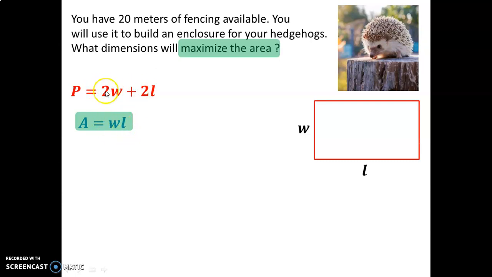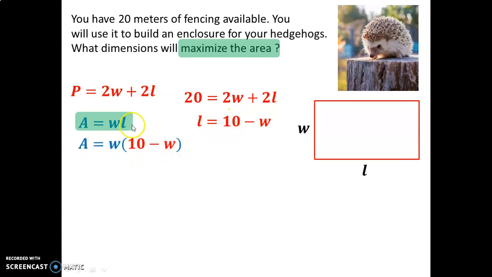Okay, so using your perimeter equation, we can substitute in here. And we know the perimeter is 20 meters. So we replace perimeter with 20. We solve this for either W or L. It's your choice. I decided to solve for L, and I got this. And then that L value now goes back into the area model so that we end up with an equation that, again, has only one variable here. Multiply that through a little bit, we get this.